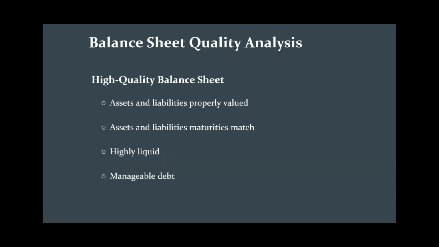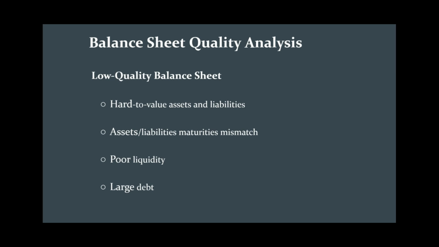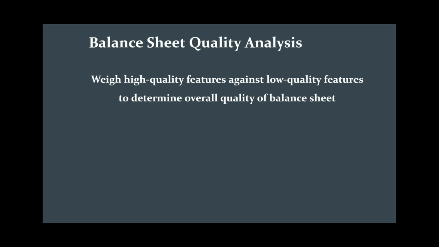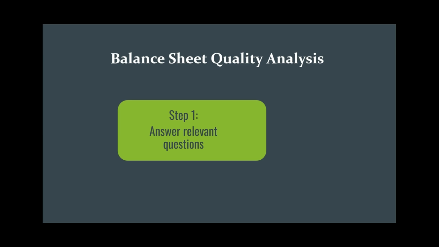A high-quality balance sheet has assets and liabilities that are properly valued, asset and liability maturities that match, it's highly liquid, and it has manageable debt. A low-quality balance sheet has hard-to-value assets and liabilities, maturities mismatch, it has poor liquidity and large debt. When doing balance sheet quality analysis, you should weigh high-quality features against low-quality features to determine the overall quality of the balance sheet. The first step in balance sheet quality analysis is to answer some relevant questions.